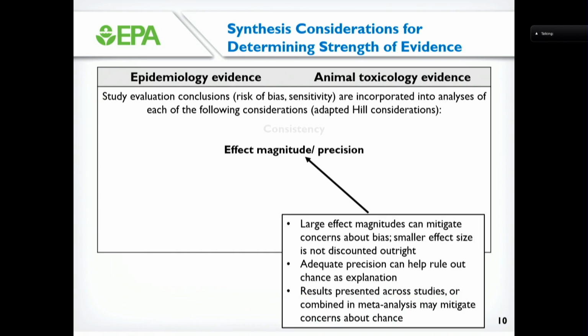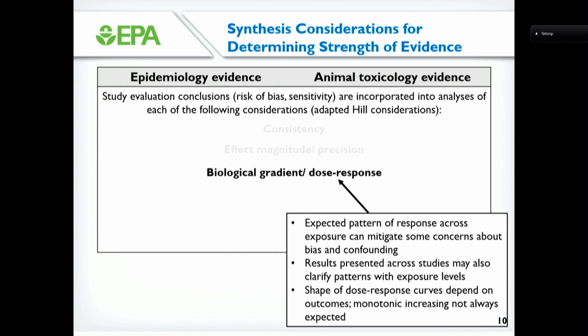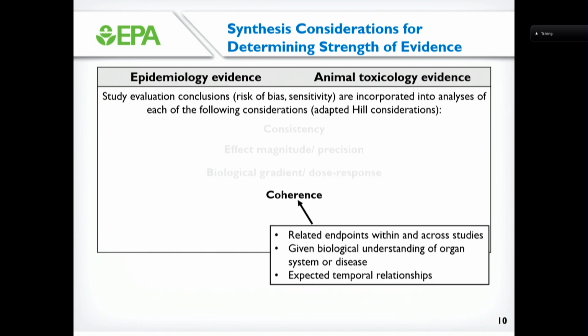Effect magnitude, precision, biological gradient, dose response. Again, I think probably concepts that everybody's very familiar with here. Coherence, so a bit different than consistency. Now you're maybe talking about sort of kind of related but different endpoints. And again, this is something that might apply to thinking about within human or within animal, but again, it could be sort of an across different lines of evidence.